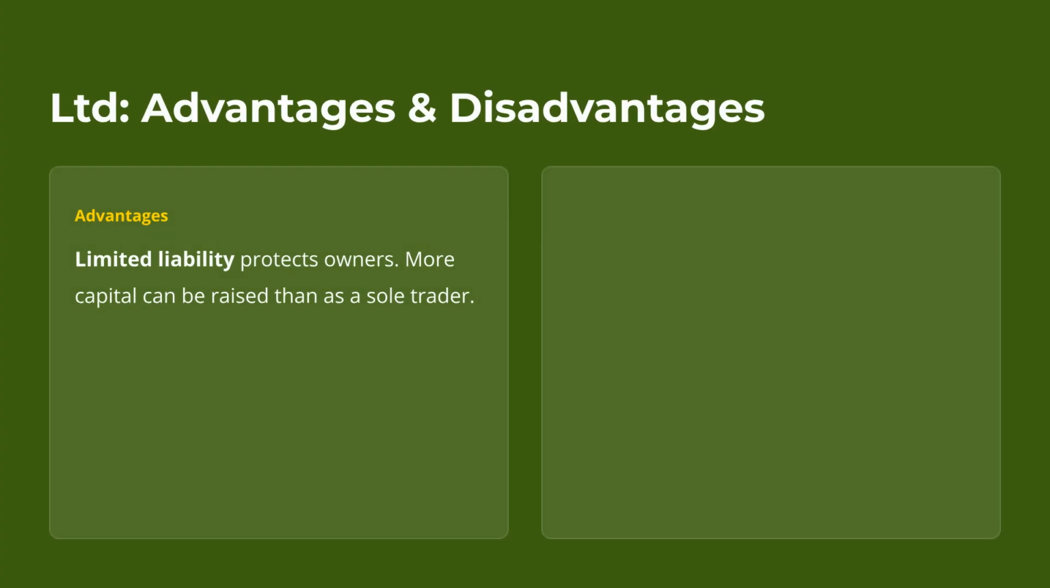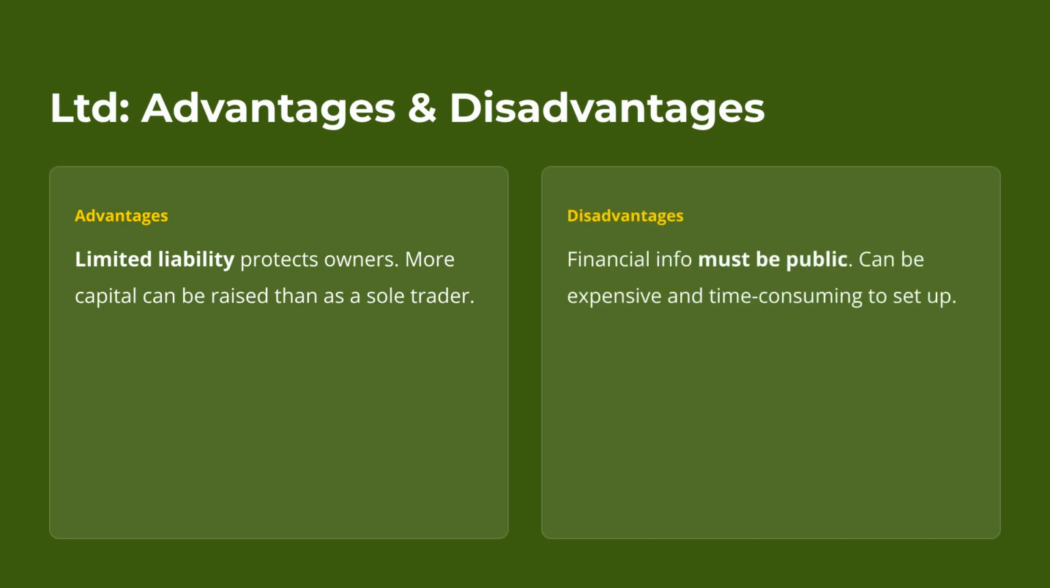The key advantages of a private limited company include limited liability for its owners and the ability to raise more capital than a sole trader. However, drawbacks include the requirement to make financial information public and the cost and time associated with setup.